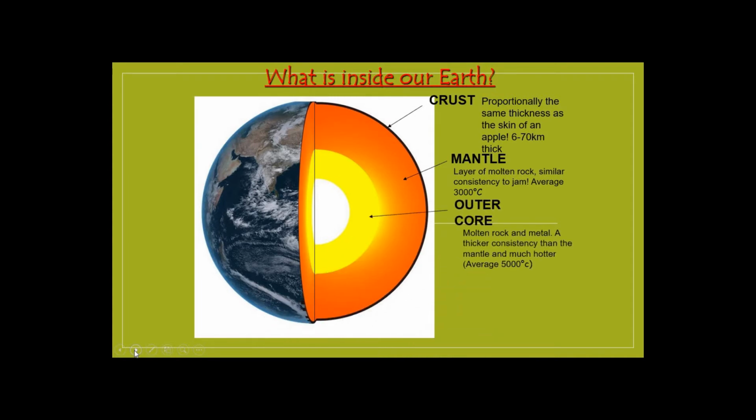The outer core is mostly melted rocks and metals. We think it's about 5,000 degrees centigrade, and then your inner core we think is about the same temperature as the surface of the sun, around about 6,000 degrees centigrade, and we think it's mostly radioactive material and solid metals like nickel and iron.